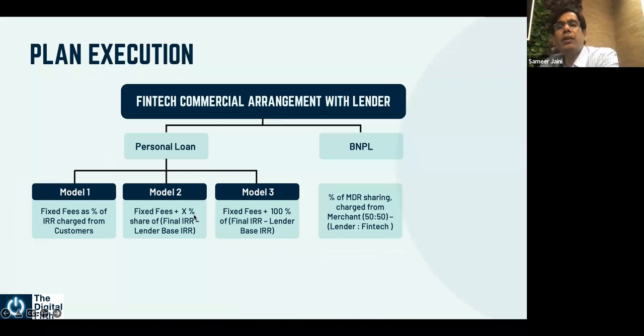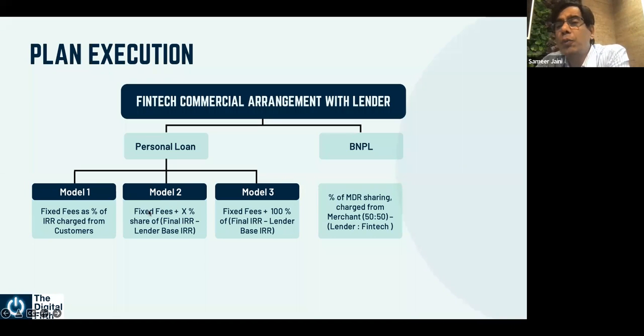In terms of commercial agreement with the lender, I'm talking about a very simplistic way. If you look at PL, they can be a fixed fee. For example, they will say, we will give you anywhere between 17 to 19% rate to the customer, but I will pay you a fixed rate of 1.4% or 1.3% paid on a monthly basis, or whatever the structure is, or you could maybe be paid upfront.